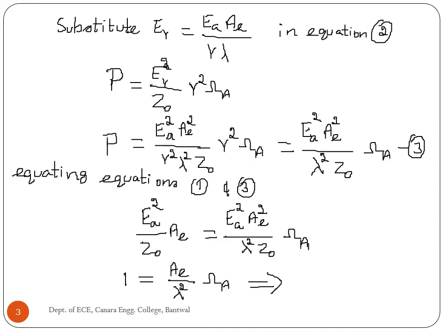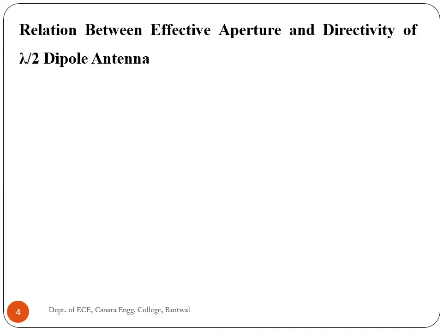Or I can write this equation as AE equal to lambda square divided by beam area. So effective aperture is inversely proportional to the beam area. Relation between effective aperture and directivity of lambda by 2 dipole antenna.